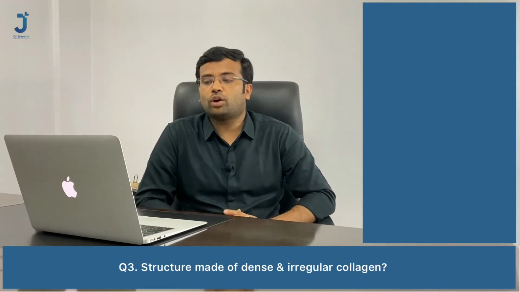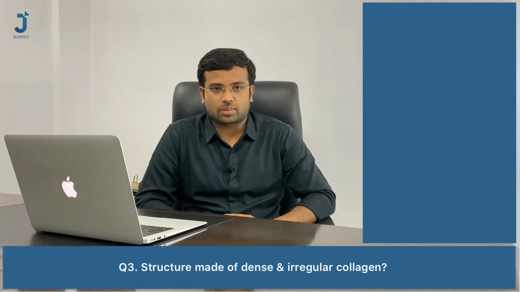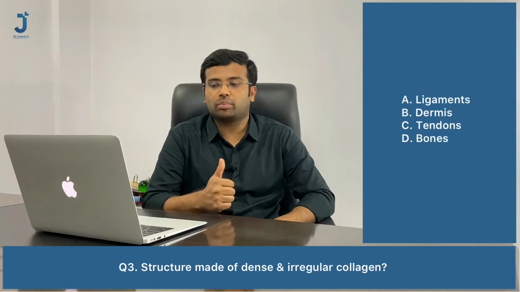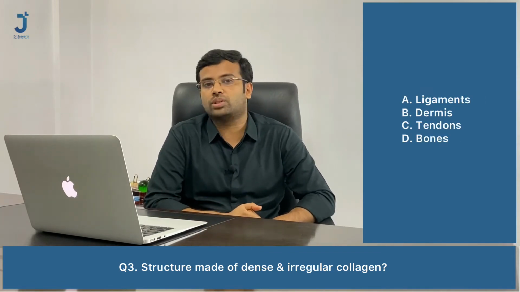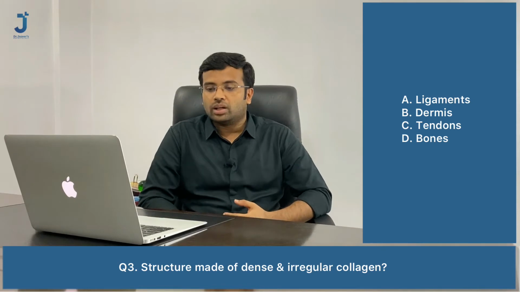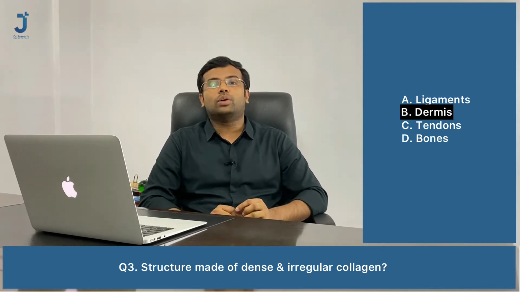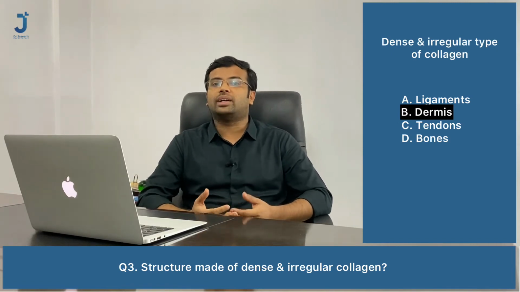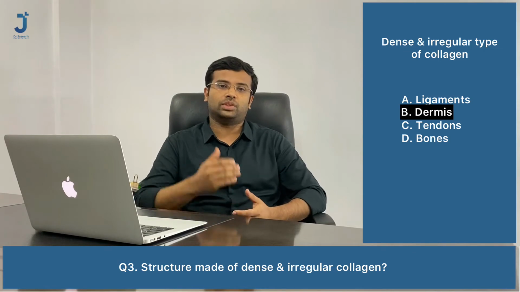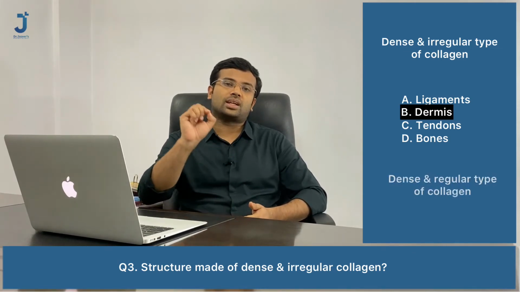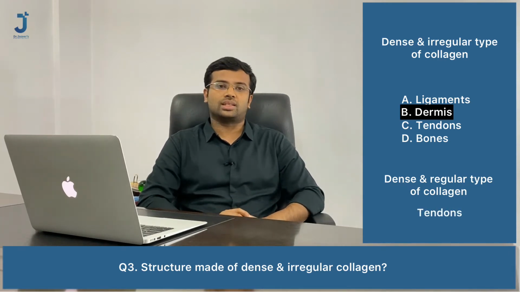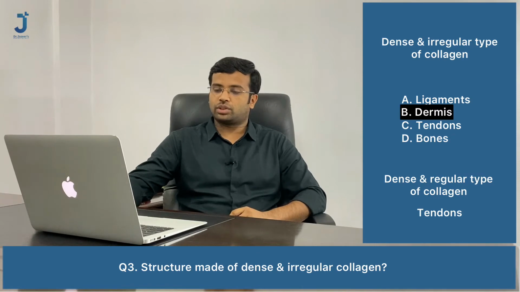The structure made of dense irregular collagen is. So where do you find dense and irregular collagen? The options are ligament, dermis, tendons and bones. So the answer here would be dermis, because in the dermis you will be able to see dense and irregular type of collagen. Now tell me, where do you find dense regular collagen? The options being the same. So dense and regular collagen is seen in tendons, whereas dense and irregular collagen is seen in the dermis. So that is the right answer for this question. So now let's go to the next one.